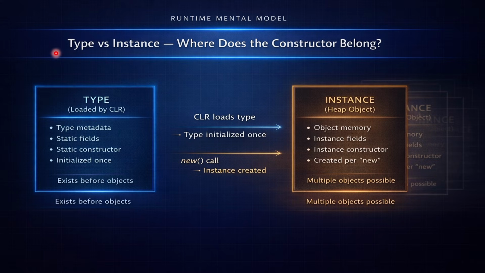Just to clarify one more time, what is type versus instance? Type is loaded by the CLR: class, enum, structure, interfaces. These are loaded by the CLR. It belongs to type metadata. It has static fields and a static constructor, and it will be initialized only once during the entire application lifecycle. That is very important to remember. This point is extremely important.